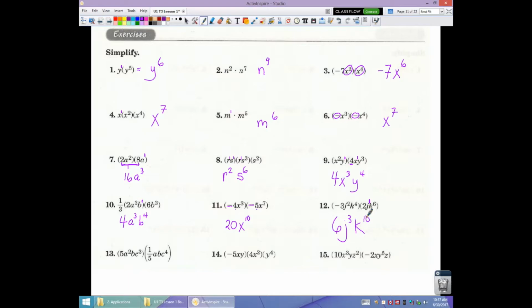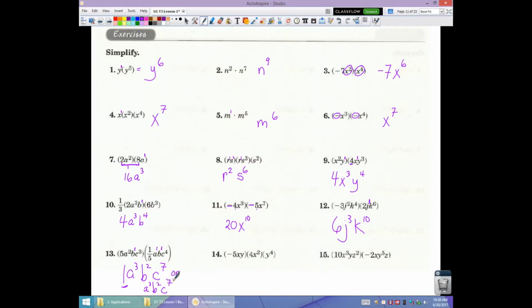Number 13, multiplying the coefficients 5 times 1/5 is 1. A squared times a to the first is a to the third. B to the first times another b to the first is b squared. And c to the third times c to the fourth, adding those exponents, c to the seventh. Now, I don't need to write this 1. I could also write this as just a to the third power, b squared, c to the seventh.